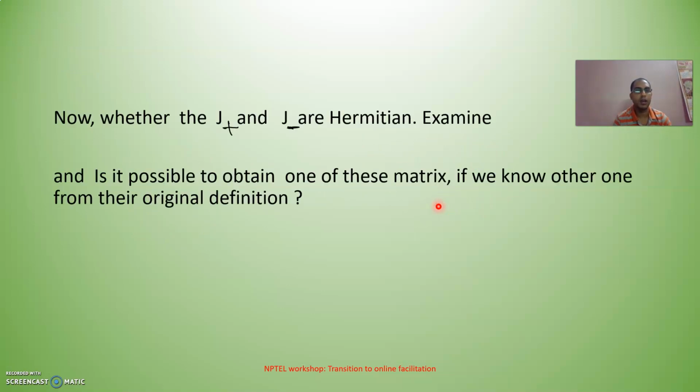Now, whether J plus and J minus are Hermitian, just like j square and jz, can we examine that? Also, is it possible to obtain J plus if we know J minus, or if we know J plus, can we obtain J minus?